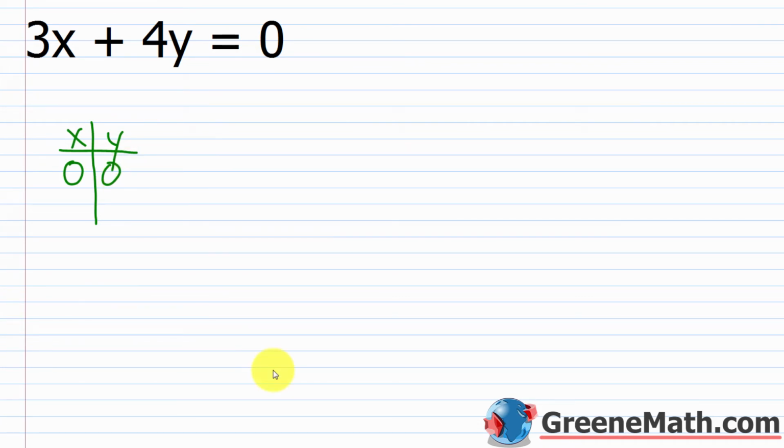All right, for the next point, again, just think about using things that will produce integers. So a good way in this situation would be to subtract 4y away from each side. So I'd have 3x is equal to negative 4y. Now, think about this in terms of what we could do.